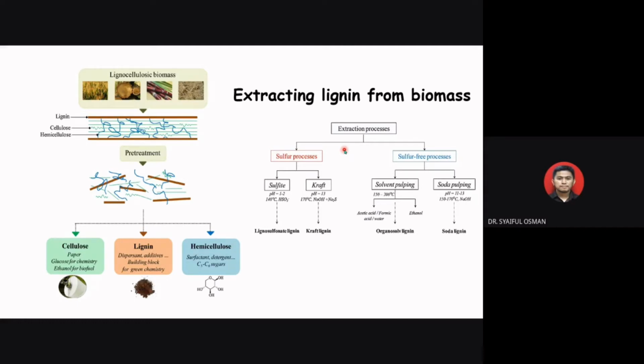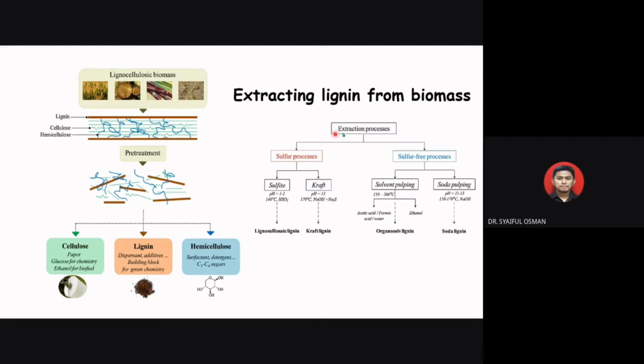So maybe we have a lignin from bamboo. Maybe its structure is quite different from a lignin from other source such as, for example, from sugarcane or from palm oil. The properties in terms of structure may be different.